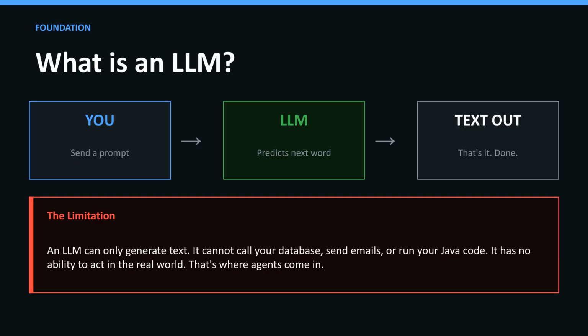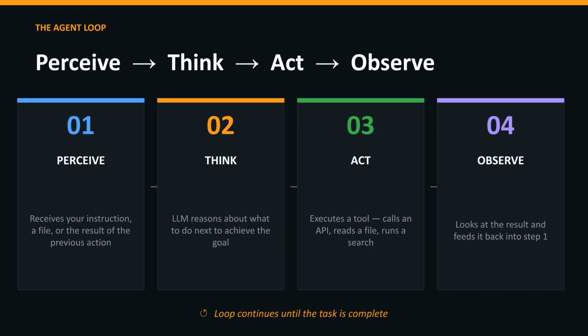Now, this is already useful, but look at the red box at the bottom. That is the limitation. An LLM on its own cannot take actions in the real world. It cannot call your database, it cannot send an email, it cannot run your Java code and check if it compiles. It can only generate text. This is exactly where agents come in. An AI agent is a system where the LLM is not just answering a question, it is deciding what to do next, taking an action, observing the result, and then deciding what to do after that.